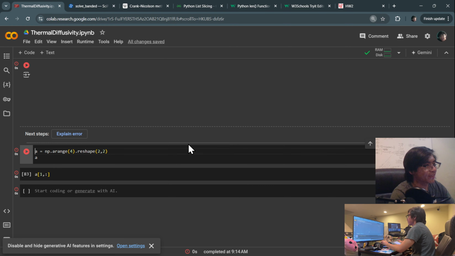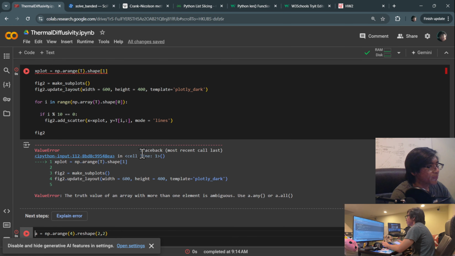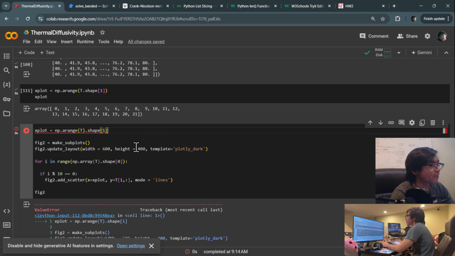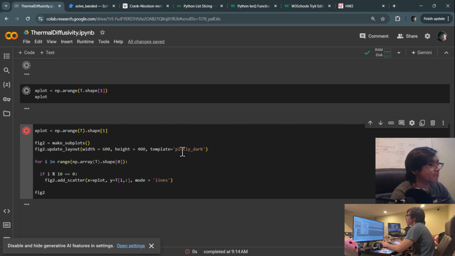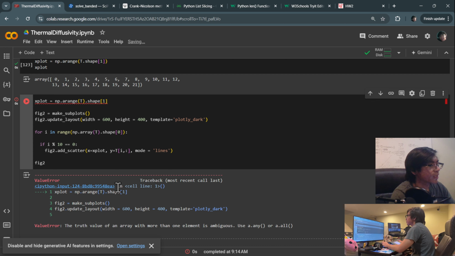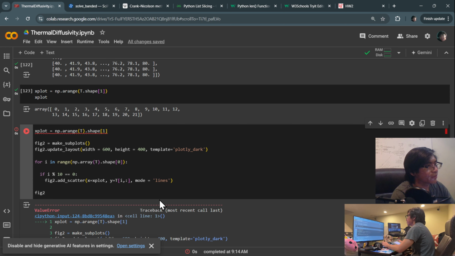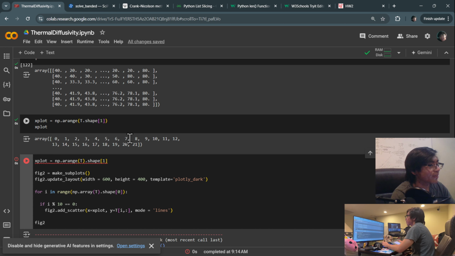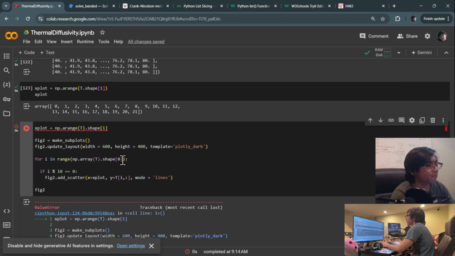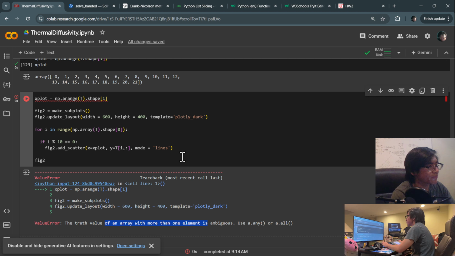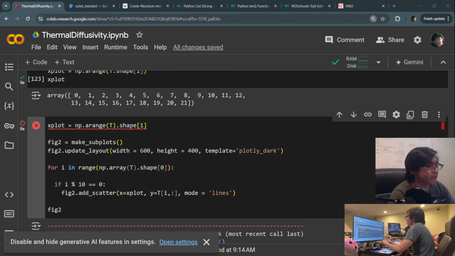Very funny. Oh my goodness, there's more. What is going on with you, man? True value of an array of more than one element. Use. The heck? And okay. Okay. It's always syntax, man.